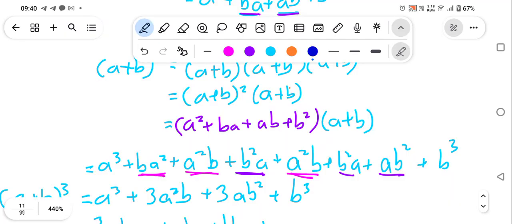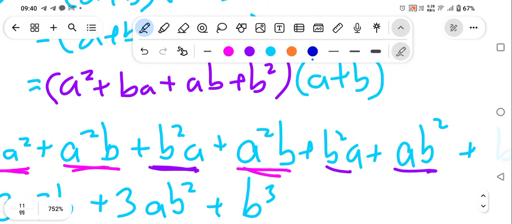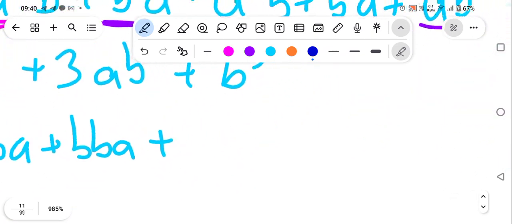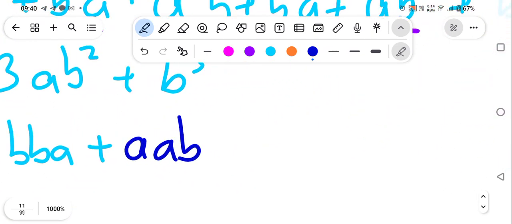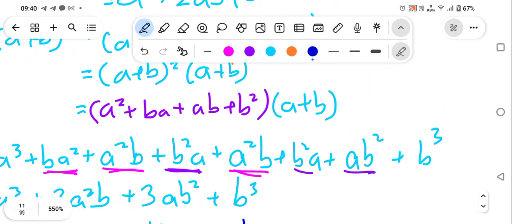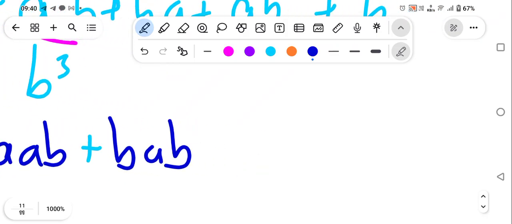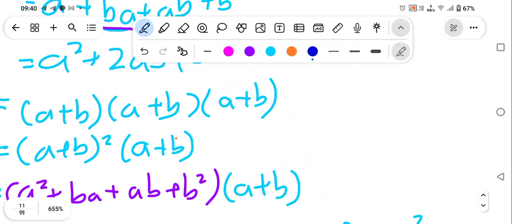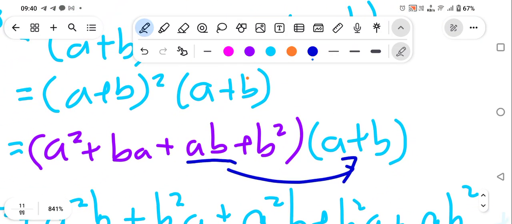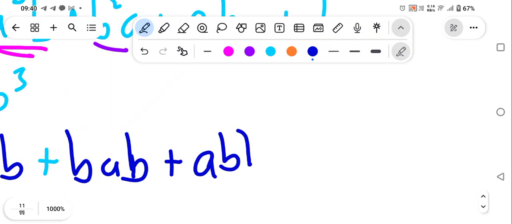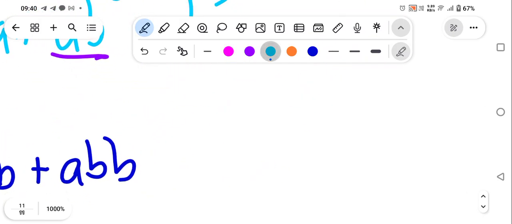So now the b terms. The b cubed I'm not going to write yet, so we have aab, we have plus bab. I'm multiplying like this. Yeah, that's what I'm doing all along. So now I'm multiplying by the abb. So we have abb. And finally we have the b cubed.